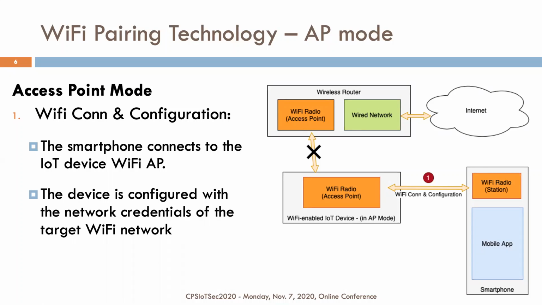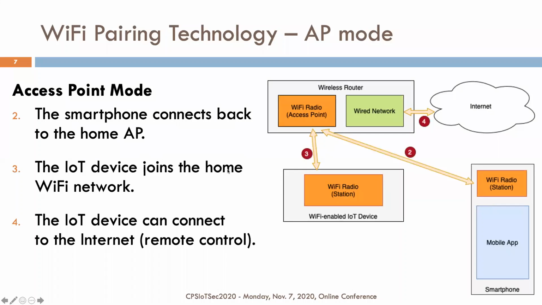Consider the scenario in the figure. As expected, initially the device is not connected to any network, but it is instead booted in configuration mode, and it starts to act as a Wi-Fi access point. This way, a smartphone that usually is equipped with a companion application can connect to the IoT Wi-Fi access point and configure the device to be connected to the wireless router. Basically, it configures the device with the network credentials of the target Wi-Fi network. Next, both the smartphone and the IoT device can connect to the Wi-Fi network and possibly to the internet.